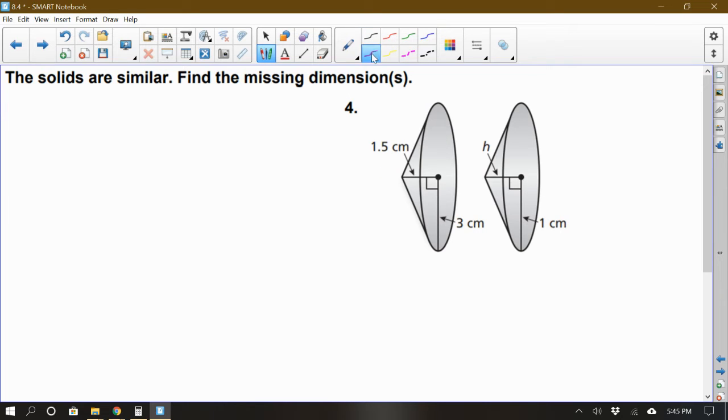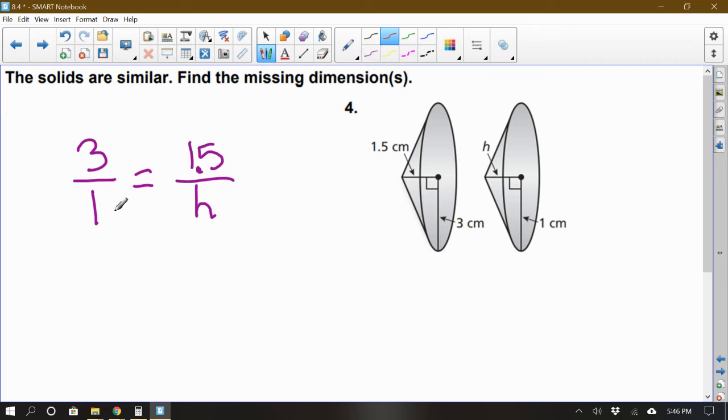Let's set up our proportion. All right, let's see. What do we have to figure out? Oh, we have to figure out the height of this particular cone. So here we go. How about this radius? The radius of the first one over the radius of the second one. So 3 over 1, that would equal this internal height of the cone. That's 1.5 of the first one over the internal height of the second one. And that's the thing we're trying to figure out. So there we go, h.